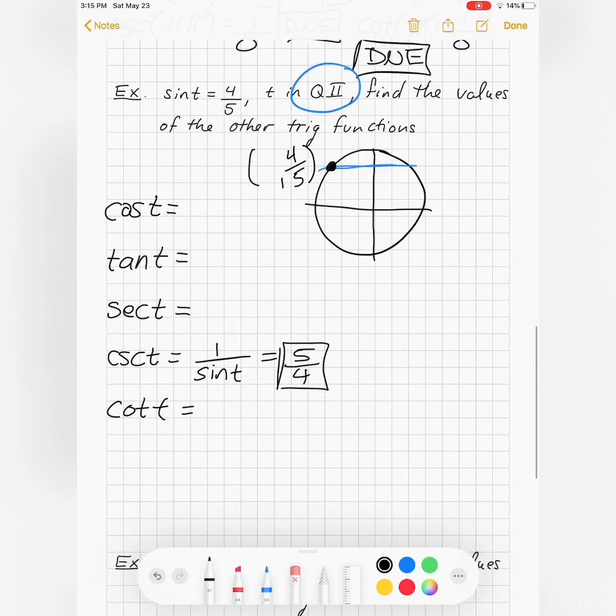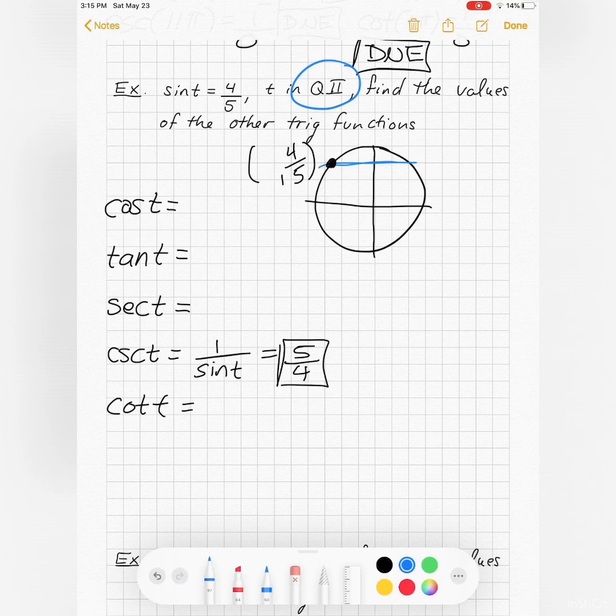So here's the thing. I know this is a point on the unit circle. So I know it satisfies the equation of the unit circle, x squared plus y squared equals 1. So now that we've defined sine and cosine, I guess couldn't we write this equation this way? Right, because the x is defined as the cosine, the y is defined as the sine.